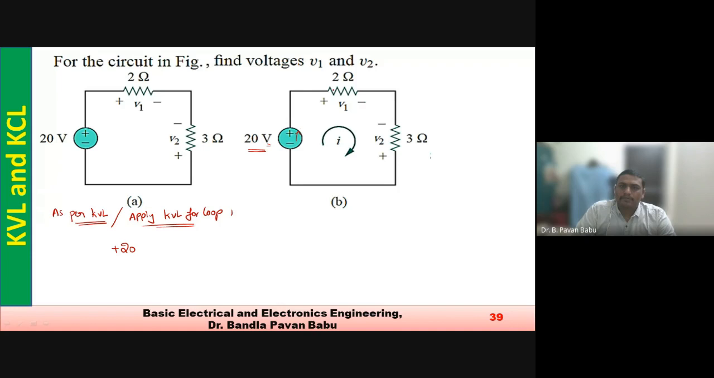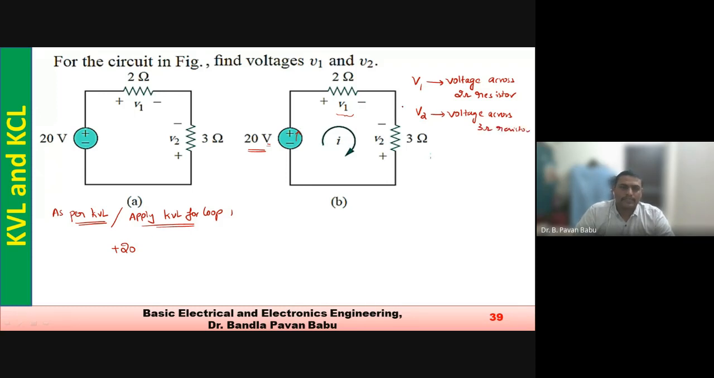Next, what about the next element here? The 2 ohm resistor. We don't know the exact voltage across this 2 ohm resistor, so what we need to do, as they have already given, is consider V1 as the voltage across the 2 ohm resistor, and V2 as the voltage across the 3 ohm resistor.